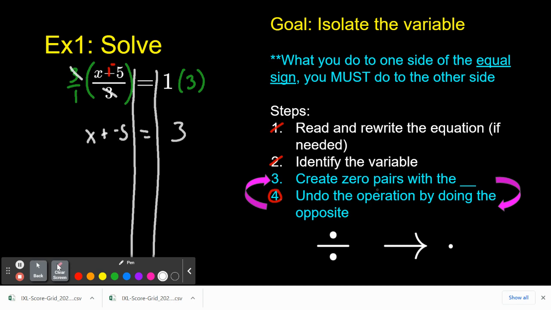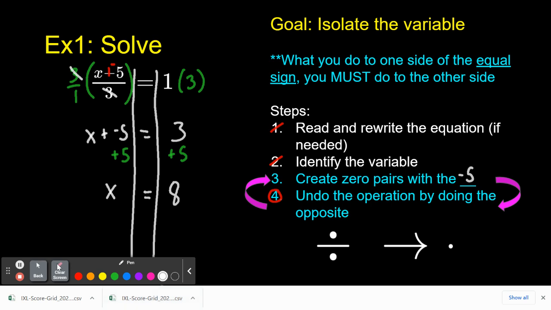Now I just need to create 0 pairs with the -5. So how do we get rid of the -5? We're going to add a +5 to that side, add a +5 to this side, and we get x is equal to 8. There you have it.